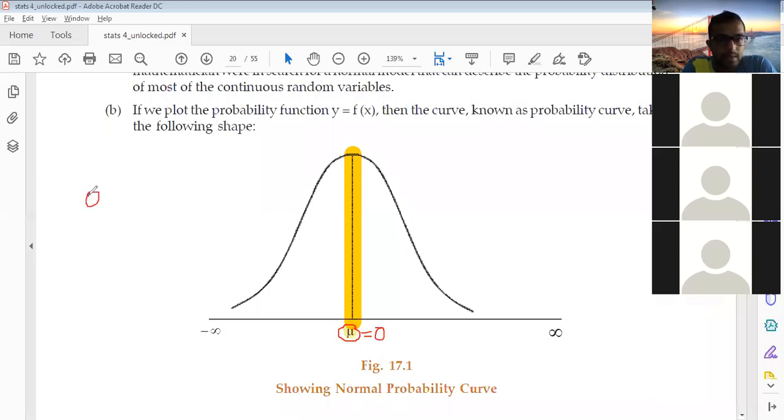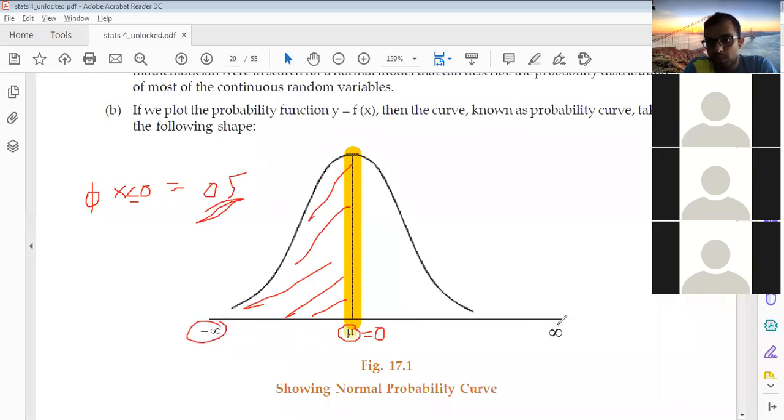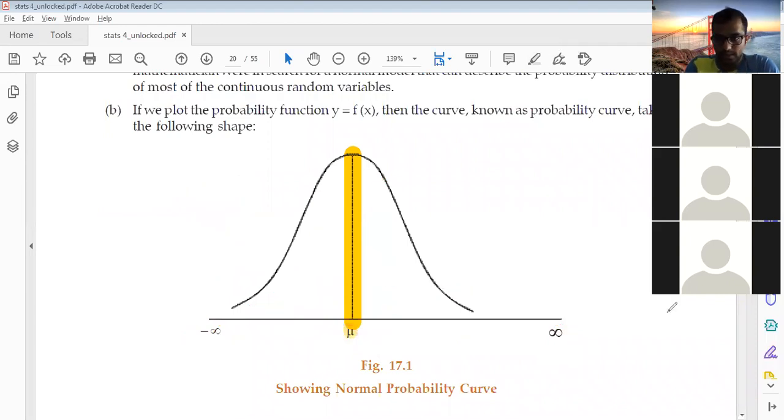Now, when we were speaking about the area, students, what is the area of X less than or equal to 0? This is the value of X, this is 0, and below 0, this is the area. And how much is this area? 0.5. So students, how much is the area from minus infinity to plus infinity? 1, sir. Full area is 1. How much is the area from 0 to infinity? 0.5, sir. Okay. So that area remains the same.